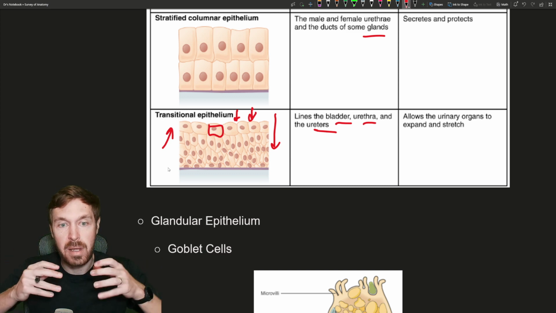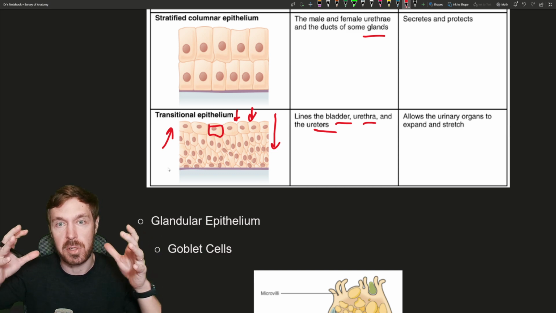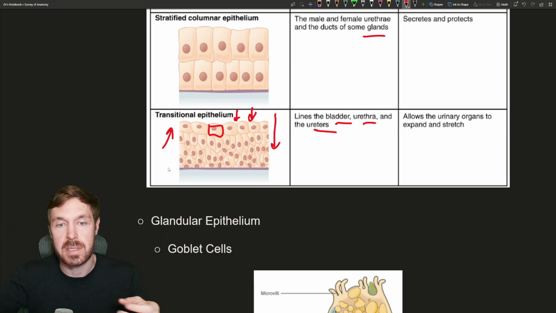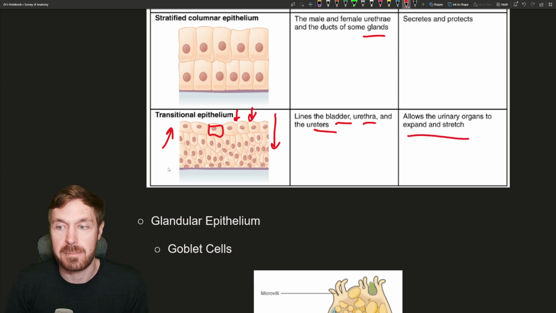So as the volume pushes out, that epithelial layer also compresses, so the cells transition from a cube-like cell to a squamous-like cell, or from a columnar to a cuboidal. So it allows that expansion and stretch of those organs.